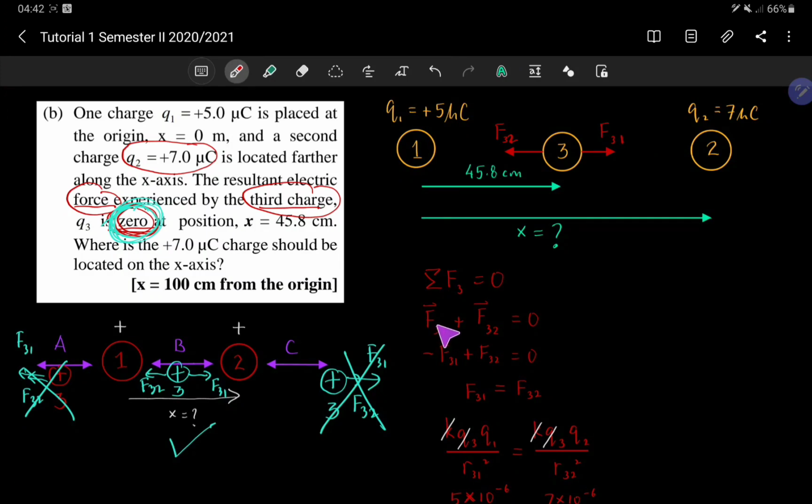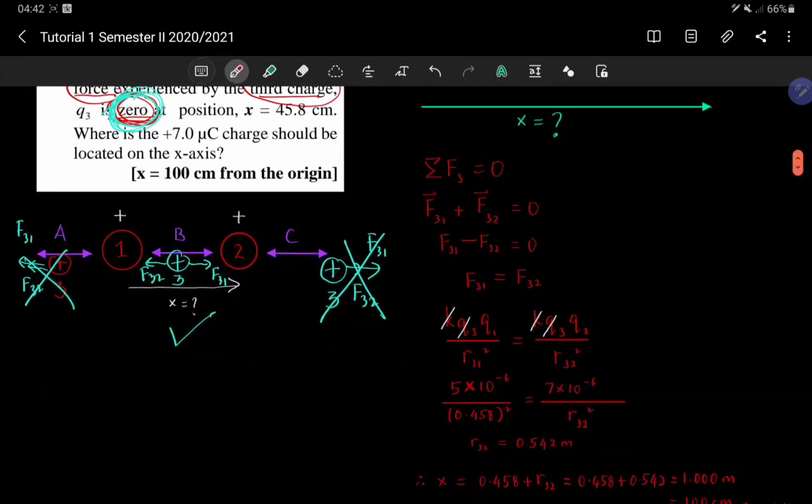So in this case, F31 is directed to the right, so it must be positive, while F32 is directed to the left, so it must be negative. Sorry, my mistake. Again, F31 is directed to the right, so it is positive, and F32 is directed to the left, so it is negative. So F31 minus F32 gives you 0, because this is the condition given in the question. By rearranging the equation, you will get F31 equals F32.